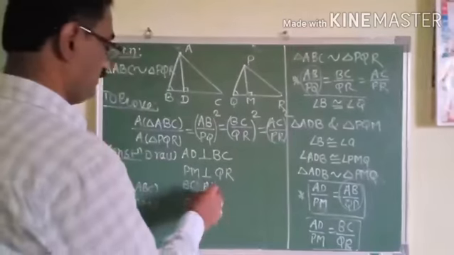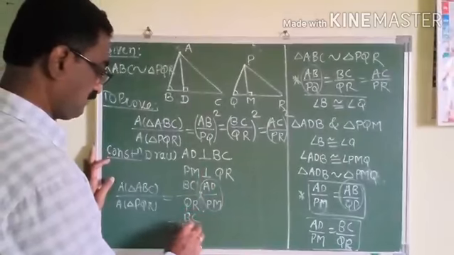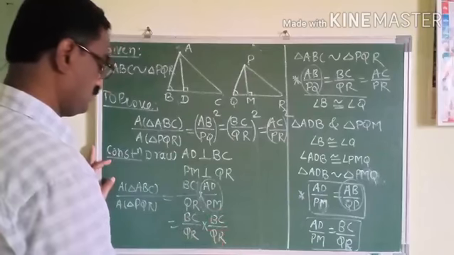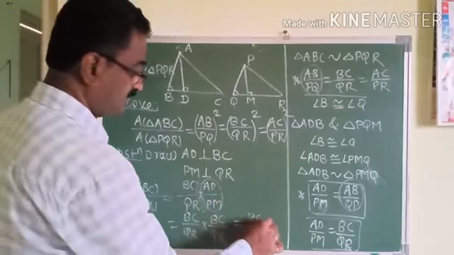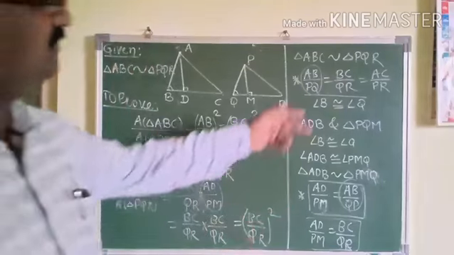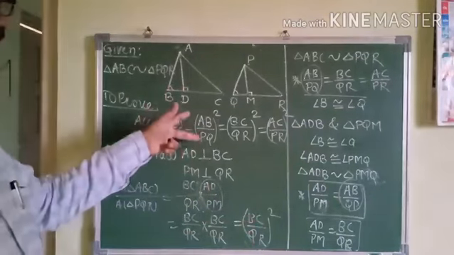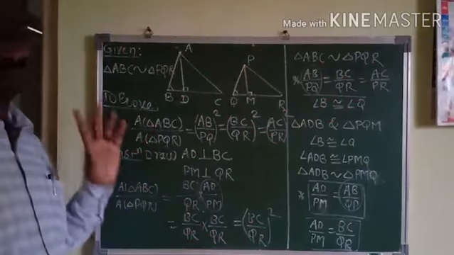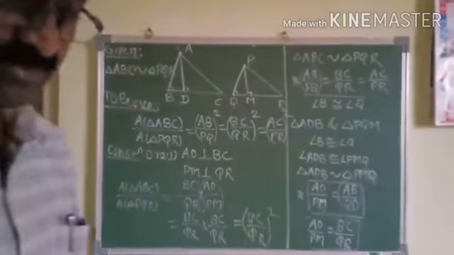If you substitute the value of AD upon PM equal to BC upon QR, what will we get? BC upon QR into BC upon QR, which is BC square upon QR square, or BC upon QR whole square. But BC upon QR is nothing but AB upon PQ. So instead of BC upon QR we can write AB upon PQ, and instead of BC upon QR we can write AC upon PR, and we get the required result. So in this manner we will have to solve that theorem.